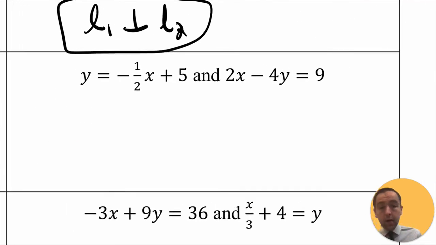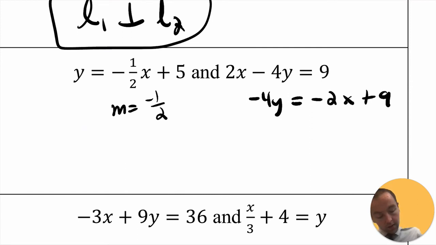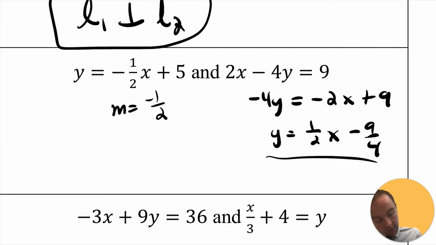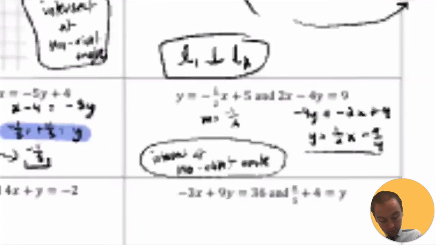And then over here, same sort of scenario. We've got equations to work off of. Clearly here the slope is negative 1/2 because it's in slope-intercept form. You're going to have to solve the other equation though, because it's in standard form. If you subtract 2x from both sides and then divide by negative 4, you end up getting this equation here. And then when you compare the slopes, one's negative 1/2 and one's positive 1/2. So they're opposites, but they're not reciprocals. The slopes are different, so again, these lines are going to be intersecting at a non-right angle.